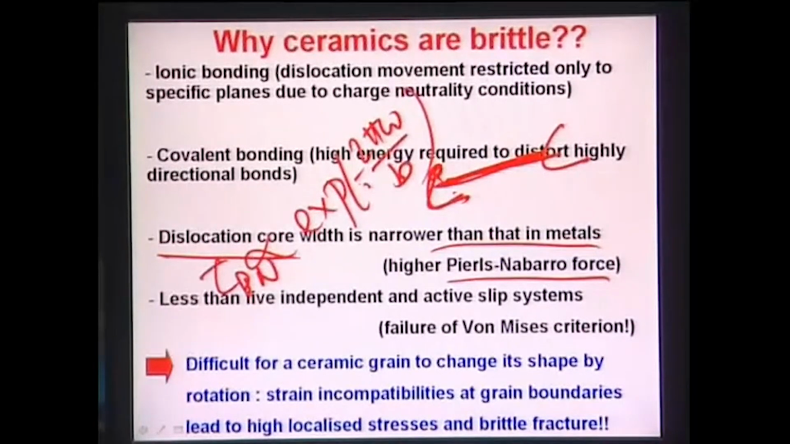A slip system is a combination of a slip direction and a slip plane. Now, any material which has fewer than 5 independent slip systems, as per the von Mises criterion, is not ductile at all. As a result, for a given ceramic grain it is very difficult to change its shape by rotation, and that leads to strain incompatibilities leading to fracture of the material. How does the ceramic behave in compression?